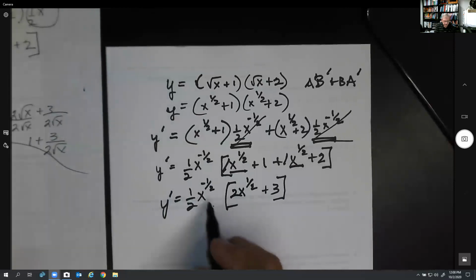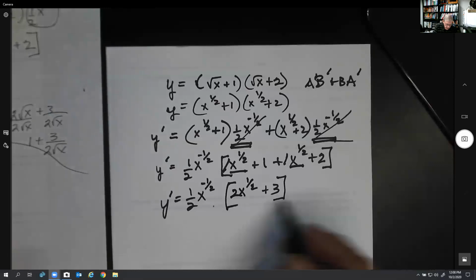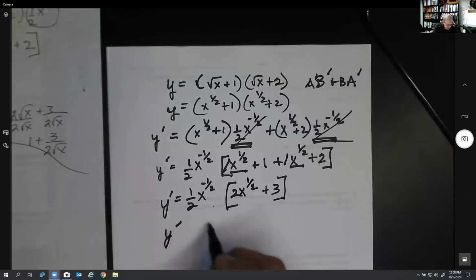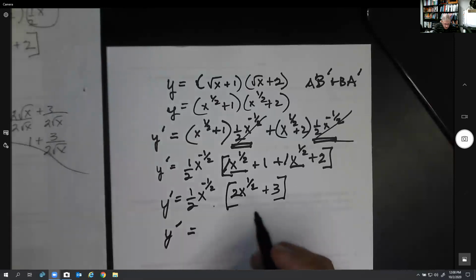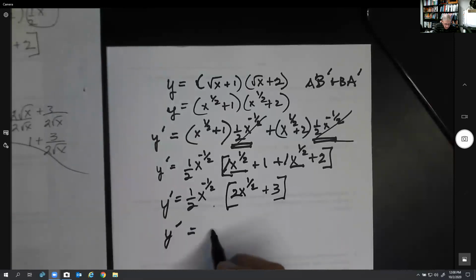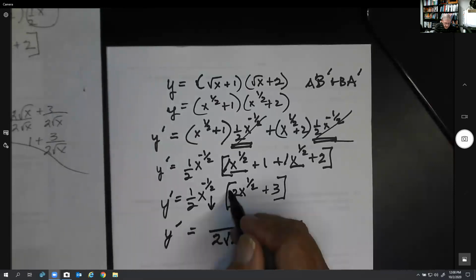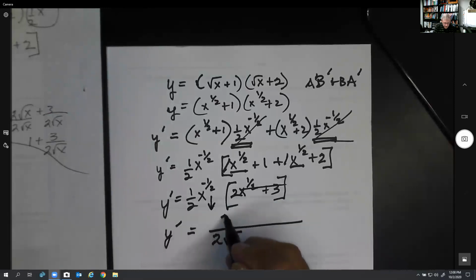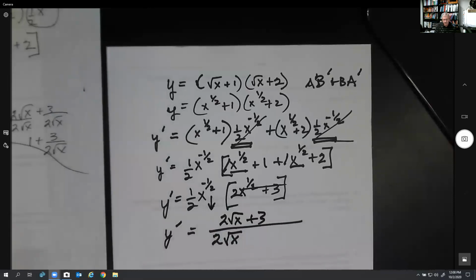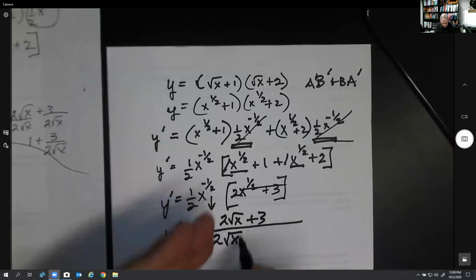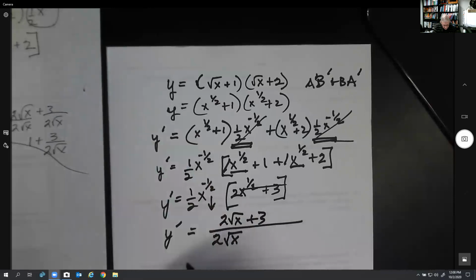Now what you could do is bring this x to the 1/2 down. So let's rewrite this in a little bit nicer form. You could put your 1 up there if you want, but basically on the bottom you're going to have 2. You're going to bring this down, and that would become the square root of x. And then inside the parentheses you have 2 square root of x plus 3. You could leave it like that. Pretty good answer, but you notice there's something here. You don't want to cancel that yet.